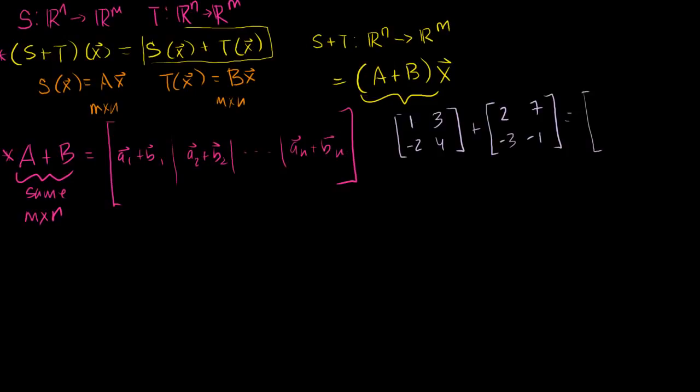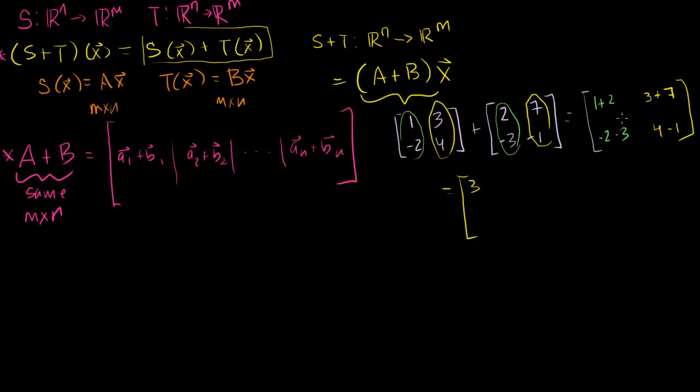So the first column in this matrix right here is going to be this column plus this column. So it's going to be 1 plus 2. Let me write it like this, 1 plus 2. And then minus 2, minus 3. And then the second column, that one right there, is going to be 3 plus 7, and then 4 minus 1. And so this will be equal to 3, 10, minus 5, and 3.